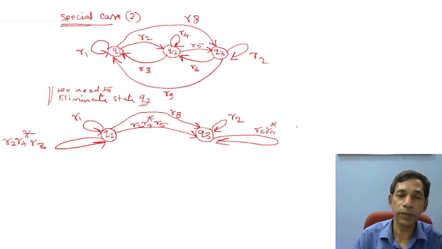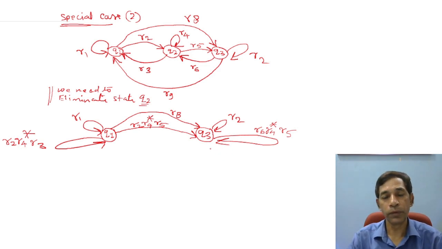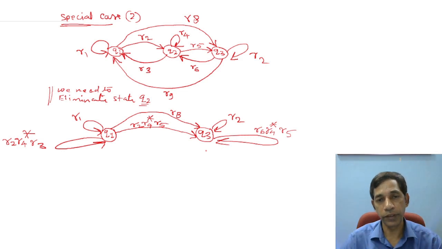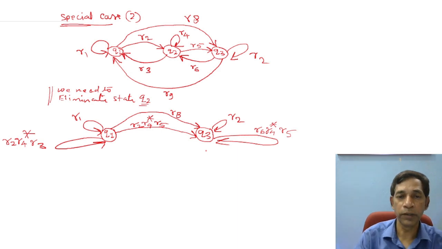Then you are coming back to the state Q3 for the regular expression R5. So this is the loop you have. If you are at the state Q3, you are going to the state Q2 for the regular expression R6, and at Q2 you have the loop, so R4 Kleene star. Then you are coming back to the state Q3 for R5. So R6, R4 Kleene star, then R5.